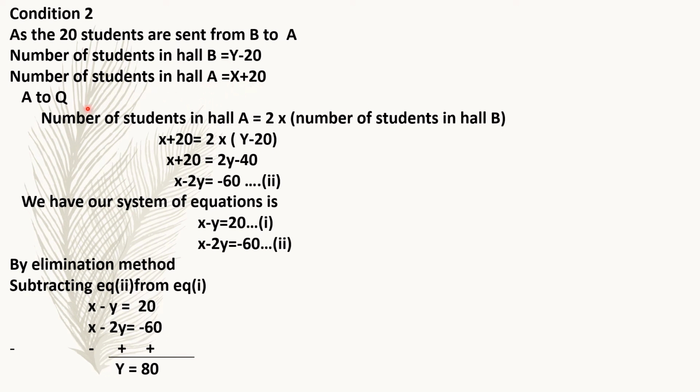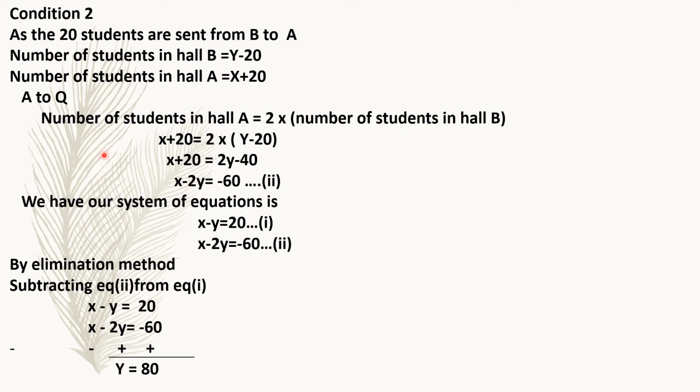Now let us come to our condition. When they have done this, that 20 students are sent from hall B to hall A, in that case the number of students in hall A becomes twice the number of students in hall B.